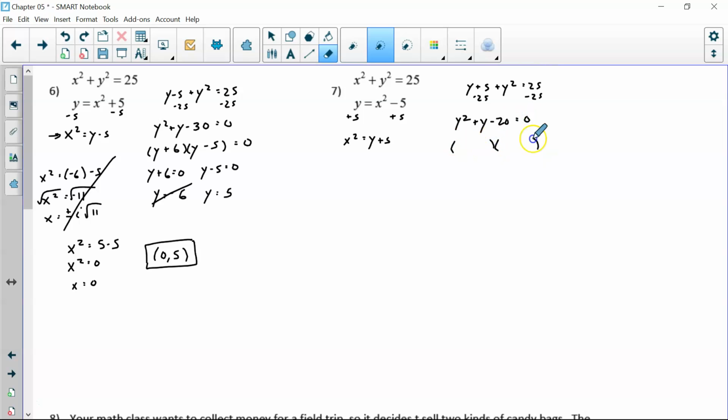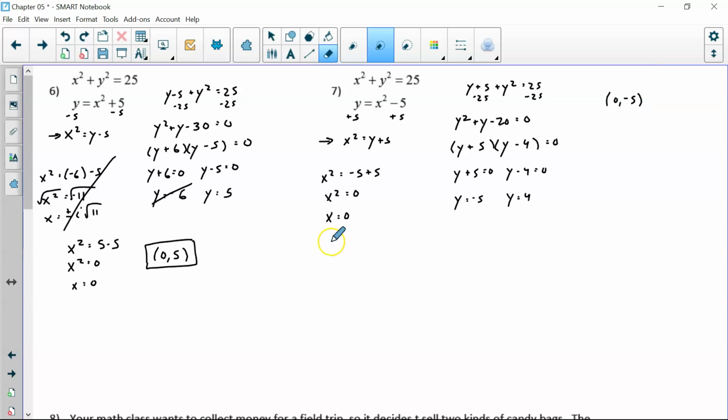So when you factor, y and y, to get that negative 20 to add to 1: positive 5, negative 4. So y plus 5 equals 0, y minus 4 equals 0. You get y equals negative 5 and y equals positive 4. You can use that bottom equation again. X squared equals negative 5 plus 5. X squared equals 0, so x equals 0. So a solution we have is at (0, negative 5).